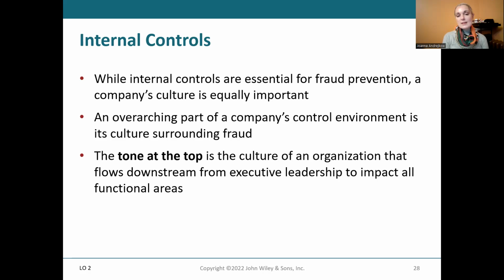So the tone at the top is the culture of an organization that flows downstream from executive leadership to impact all functional areas. So if you have management that models appropriate behavior, does not tolerate fraud, rewards ethical decision making, this should trickle down to all employees. And if you have an ethical culture, chances are you're able to eliminate or decrease the instance of fraud.